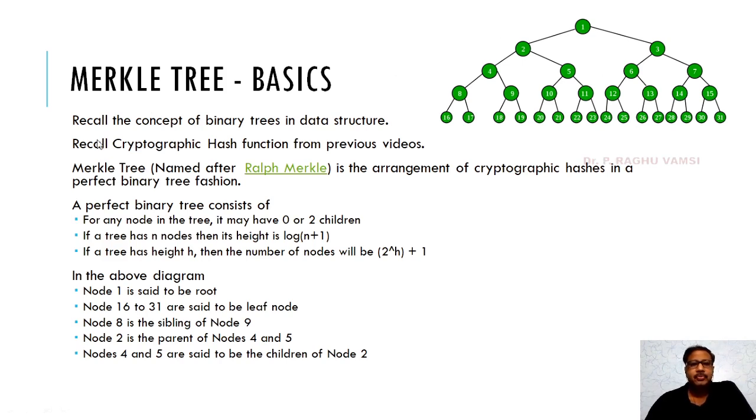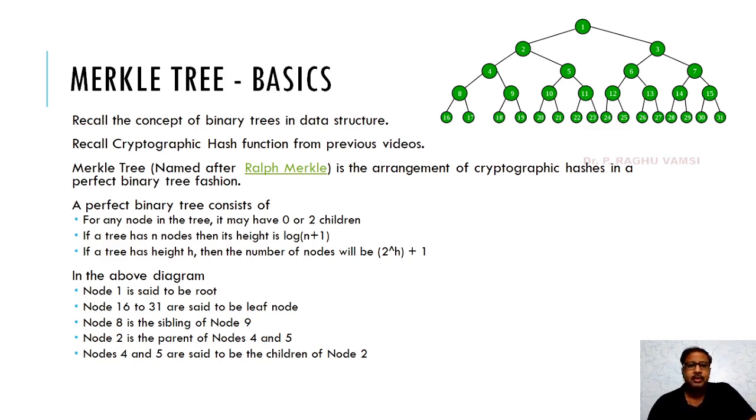In this Merkle tree, just to recall the cryptographic hash function that I explained in the previous videos, the blockchain will use the cryptographic hash function called SHA-256. Especially Bitcoin will use the SHA-256. With the help of this cryptographic hash function, the tree will be built from bottom to top. I will explain in the next slide how this particular construction of the tree is formed.